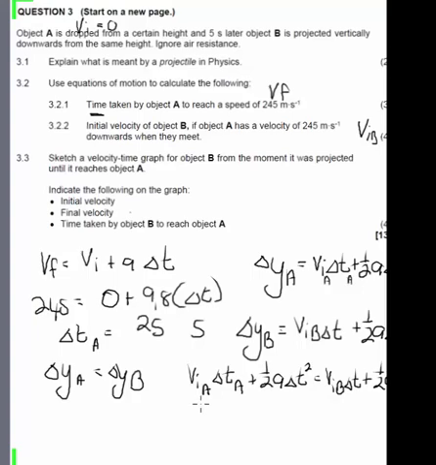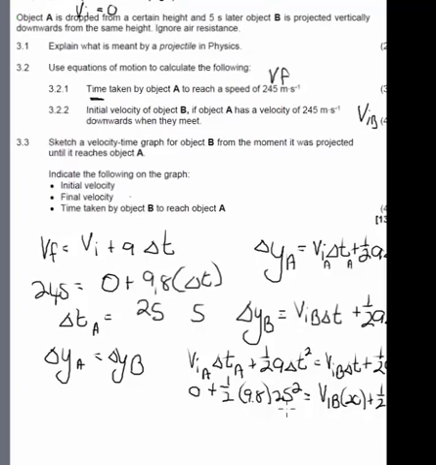So initial velocity of A we know is 0. 0 times anything is 0, plus a half times 9.8 multiplied by 25 squared is going to be equal to Vi for B, which is my unknown, multiplied by 20 plus a half times 9.8 times 20 squared. And if you go and calculate this, you will find that the initial velocity for B is 55.13 meters per second downwards. There are also many different ways in which you could have solved this, but I want you to focus on this technique: when two objects meet, they actually have the same displacement, and that's the important part here. So you can actually equate two equations and solve them simultaneously.